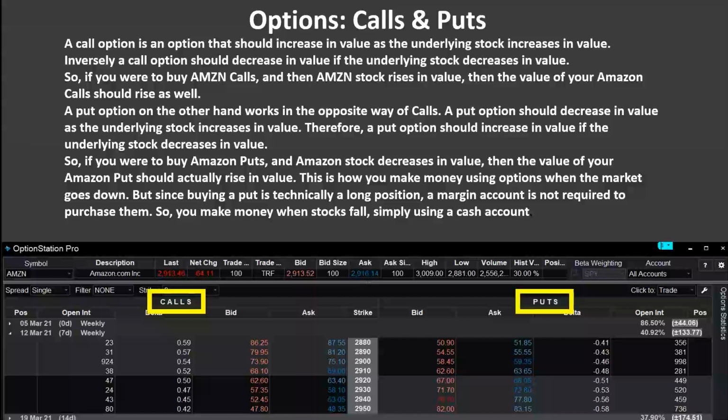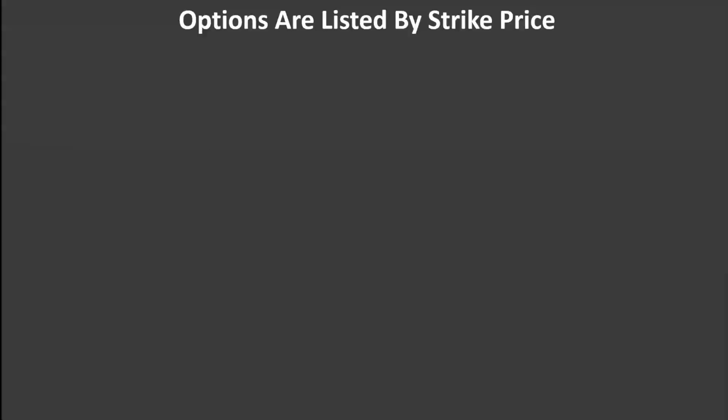I just want to highlight on this options chain here that you can find calls listed here. Each call will have a bid price and an ask price, just like stocks do. Each put will have a bid price and an ask price, just like stocks do. All right, we'll go over some more of these other columns a little bit later in this video. But on to the next point.